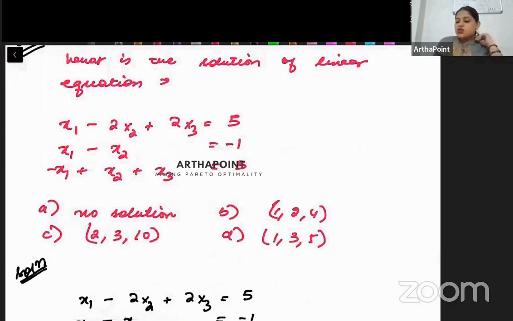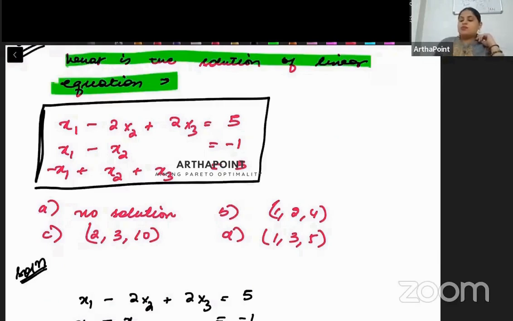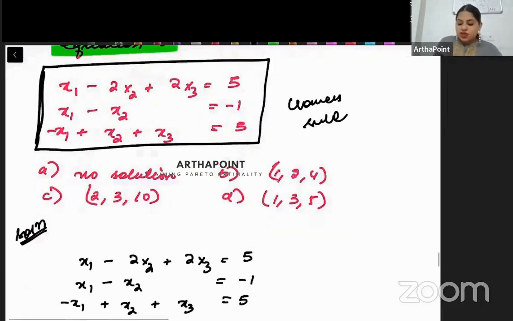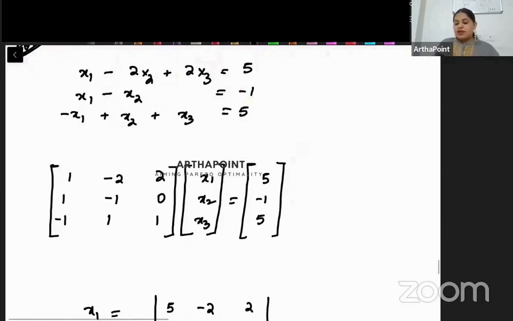It says, what is the solution of linear equation? And you're given 3 equations. Whenever I see 3 equations, the easiest way to solve this is using the Cramer's rule. That is giving you the easiest answer to this question, right? So what you can go ahead and do is just apply the Cramer's rule. Write it in the matrix format. So if I have to make a matrix format out of it, I will get this.